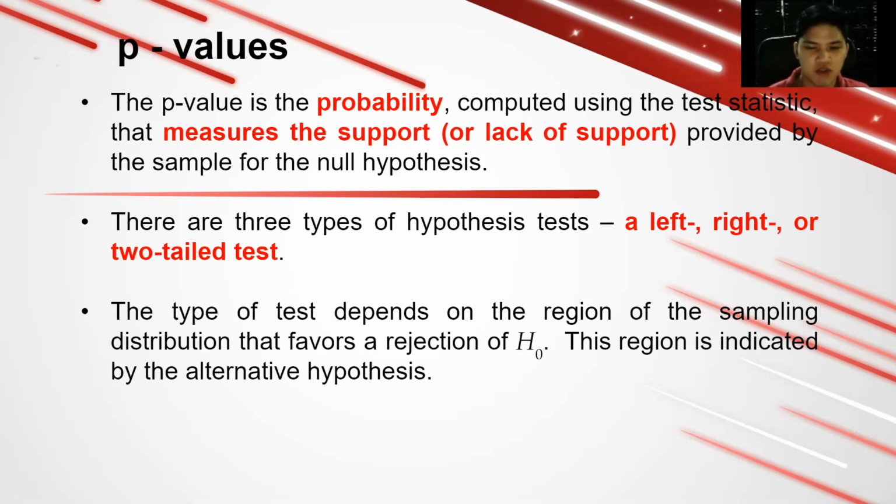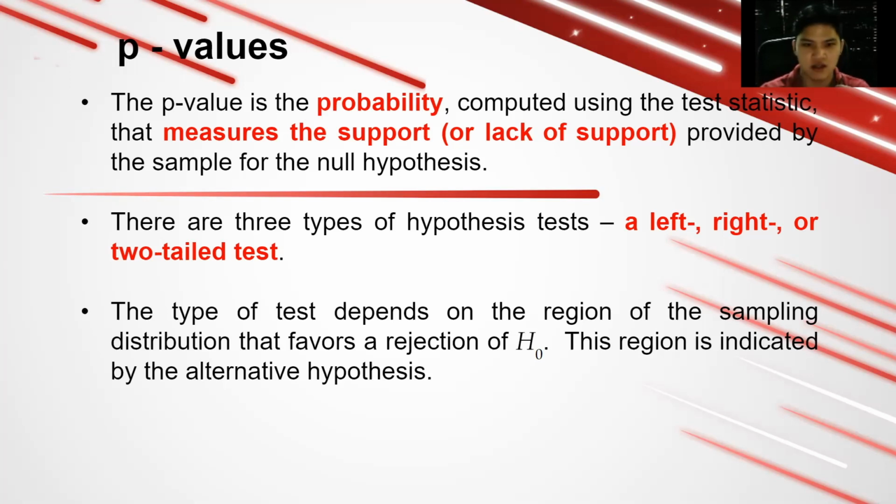There are three types of hypothesis tests: a left-, right-, or two-tailed test. Now, this is just basically a different term. A left-tailed or right-tailed test is similar to the lower-tailed or upper-tailed test. It's just a different term. And then we have the two-tailed test as well. So these are the three types of hypothesis tests, which I will expound on later. Now, the type of test depends on the region of the sampling distribution that favors a rejection of the null hypothesis. This region is indicated by the alternative hypothesis.